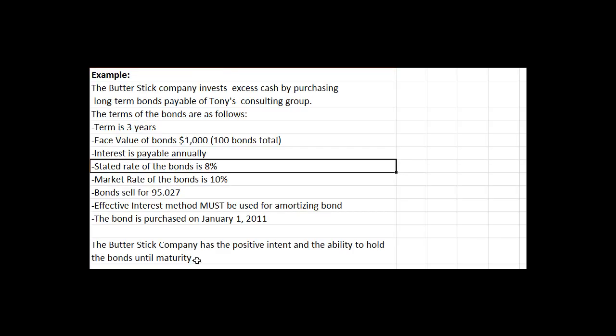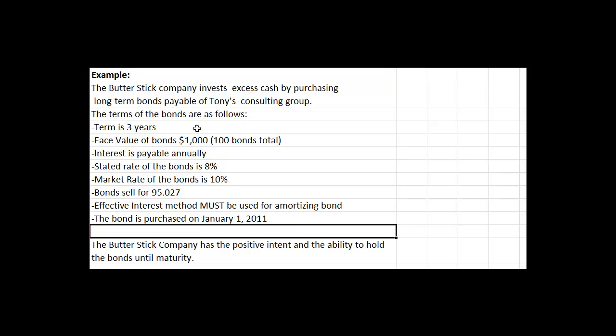And to be considered held to maturity, the investor has to have both the intent and the ability to hold that security to maturity, and we'll be working through a bond problem. Companies then have to be able to display that they have the intent and the ability to hold a bond for such a long time. So here's some key pieces of data that you've been given with this problem to work through.